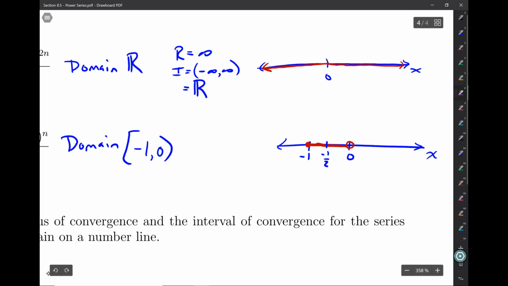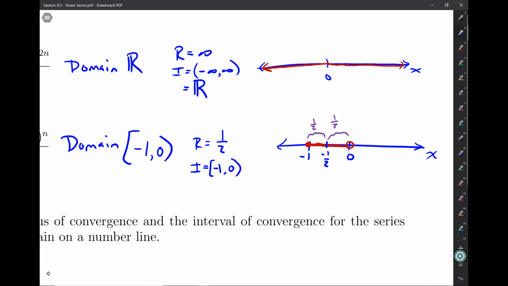So, because our distance here was 1/2 from the center out to the endpoints, we can conclude that our radius of convergence is 1/2. Our interval of convergence, again, that's the same as the domain. We typically have to go through and determine when this converges, when this diverges, and then make sure to check those endpoints. We've already done all of that work, so we're good on that one.